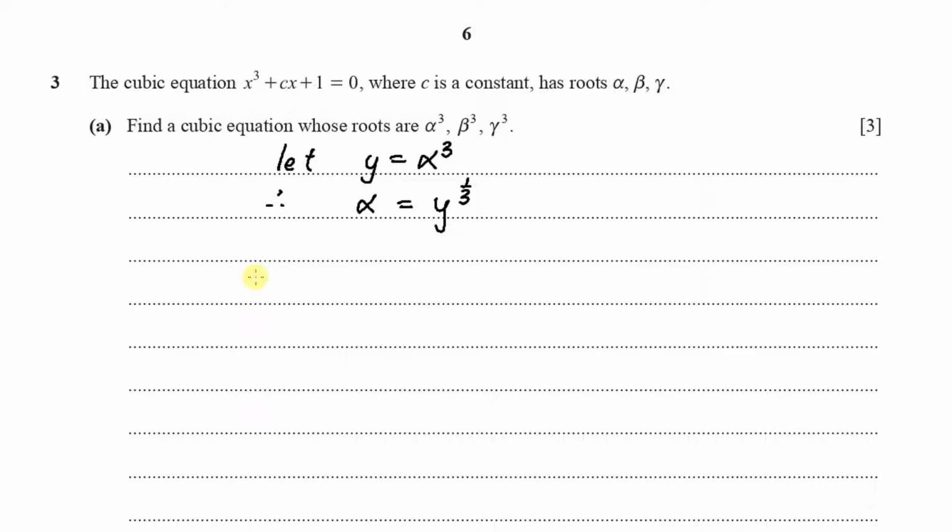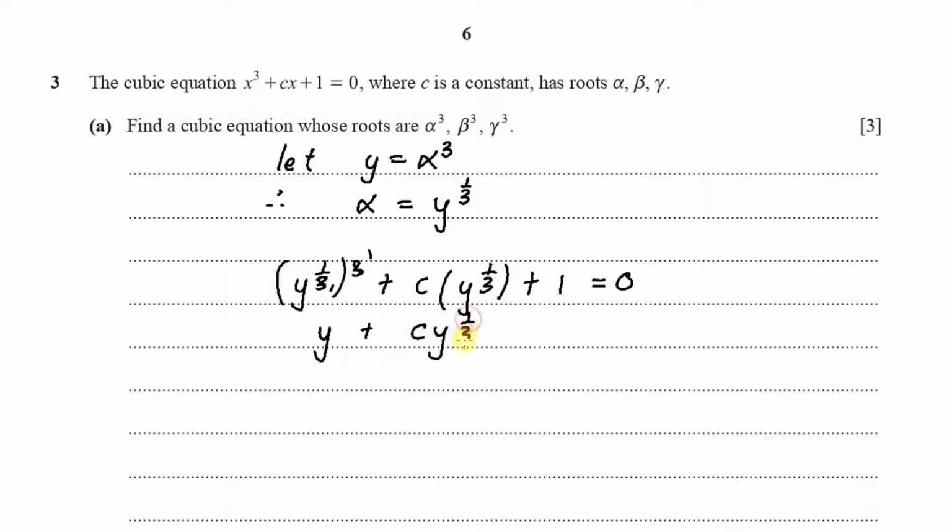And since alpha is a root of x cubed plus cx plus 1 is equal to 0, we can therefore substitute alpha into this. And alpha is y to the power of a third. So that will be y to the power of a third cubed plus c of y to the power of a third, that's plus 1, is equal to 0. So we can simplify this. We'll be having here y to the power of a third to the power of 3 will just give us y if we multiply the powers. And then that will be plus cy to the power of a third plus 1 is equal to 0. So we can also say here this is minus cy to the power of a third is equal to y plus 1.